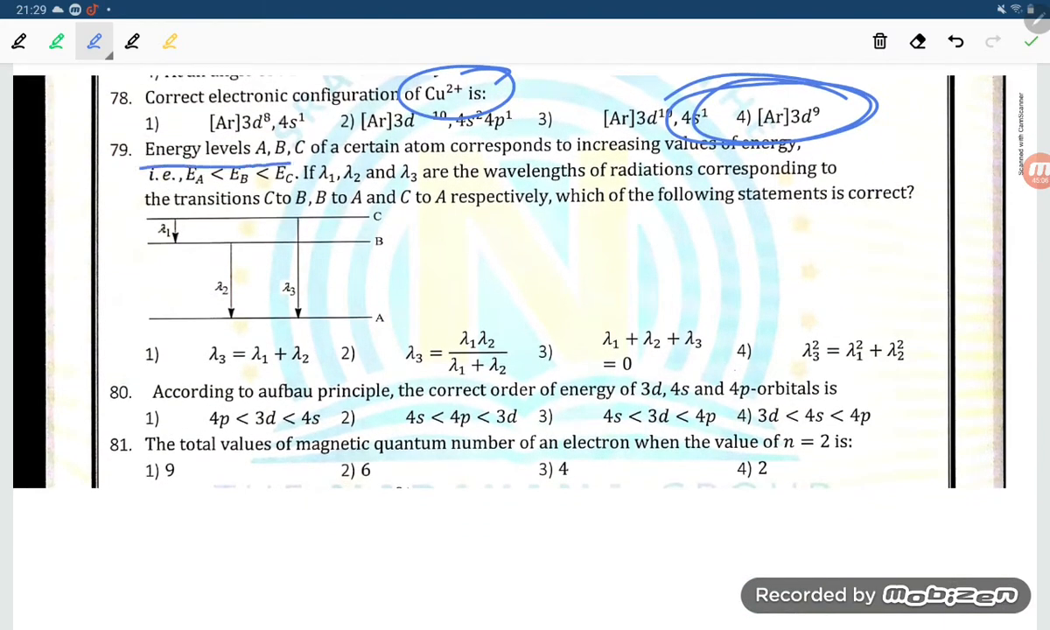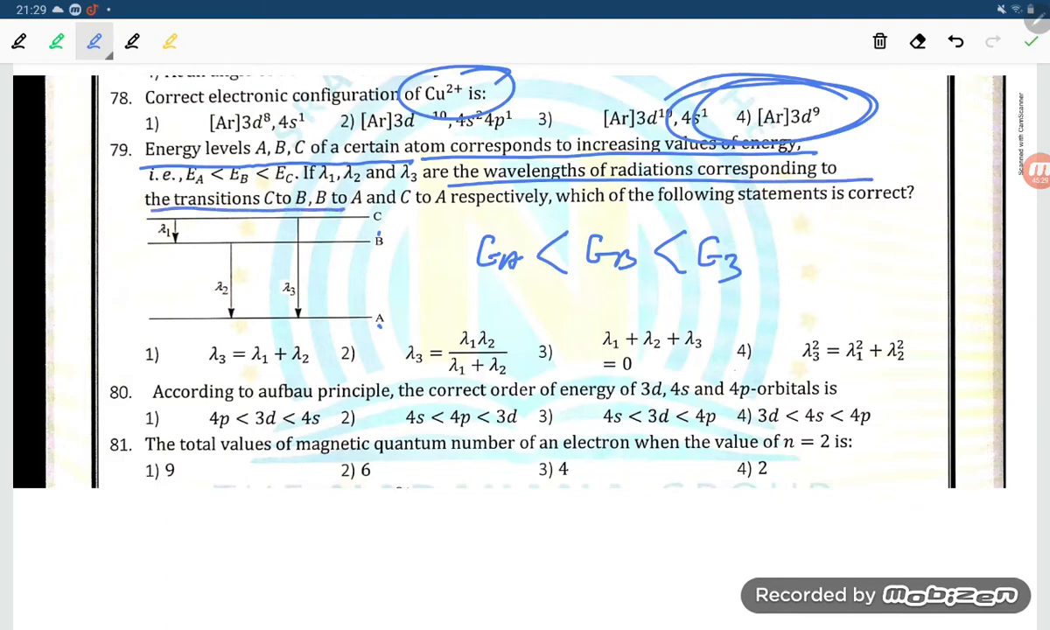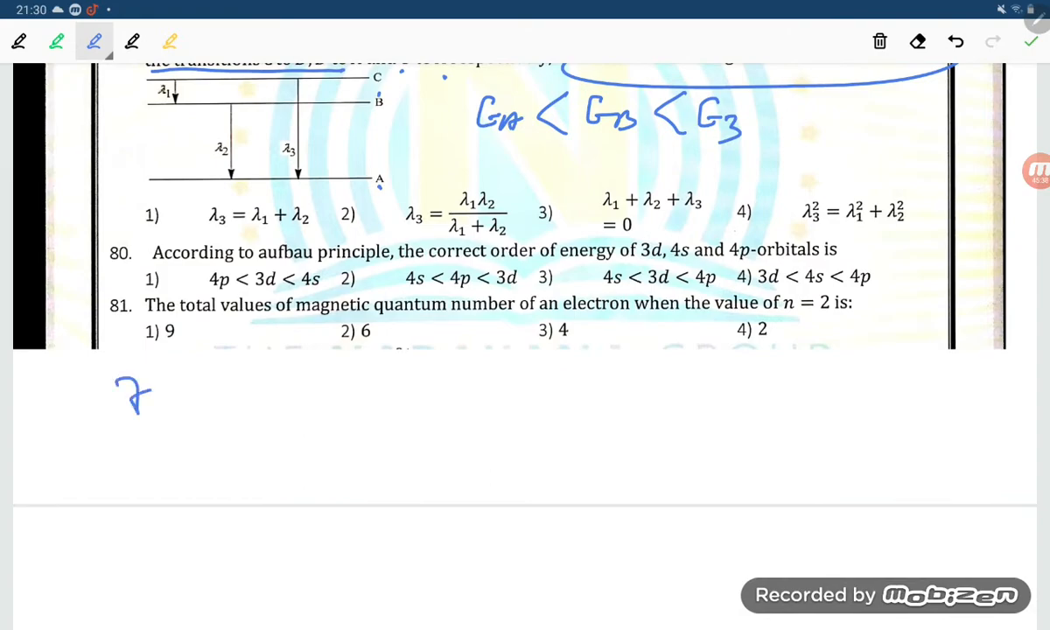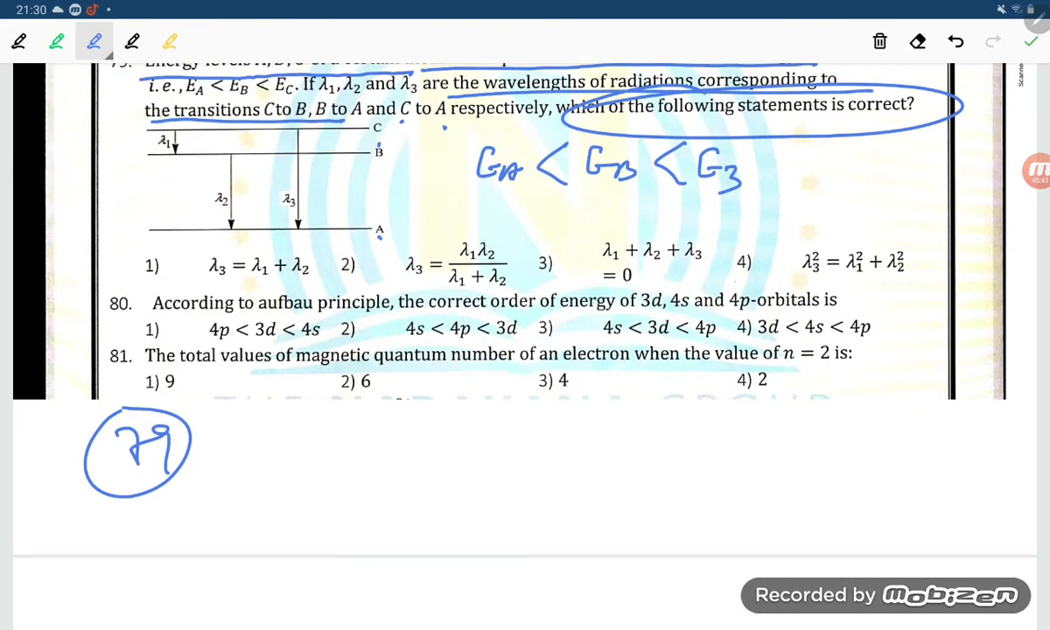79. The energy levels of A, B, C atoms correspond to increasing value of energy. EA is the lowest, then EB, then EC. The highest level of orbital has more energy. If lambda 1, lambda 2, lambda 3 are the wavelengths of radiation emitted on transition C to B, B to A, and C to A respectively, which of the following statements is true? So 79, this diagram you should try to understand, student. It looks like quite a nice problem. They have already given the values.